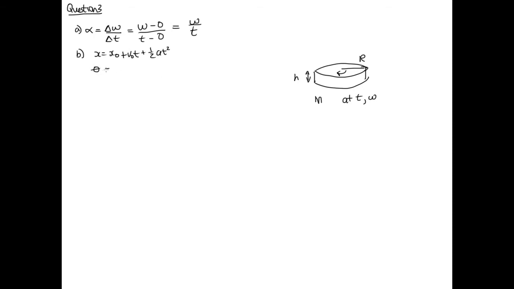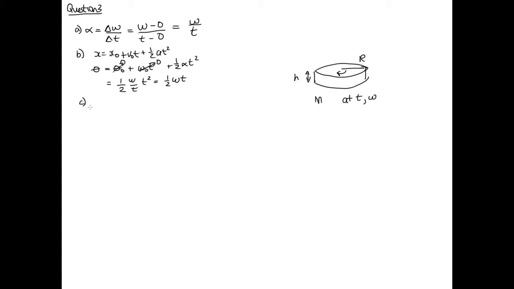The total angle through which it's rotated is equal to its initial angle, which is 0 in this case, plus the initial angular velocity, which again is 0 in this case, plus a half alpha t squared. So the total angle it rotates through will just be a half alpha t squared. We've calculated alpha here, so this is a half omega on t times t squared, so this is equal to a half omega t, because one of the t's down here cancels one of these.